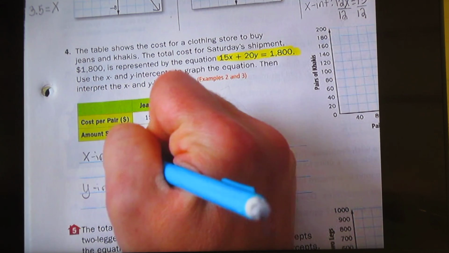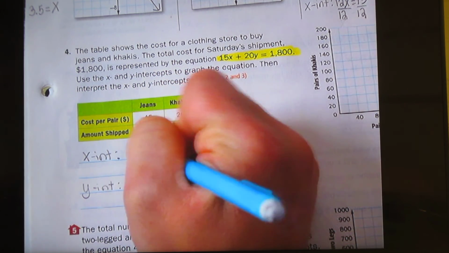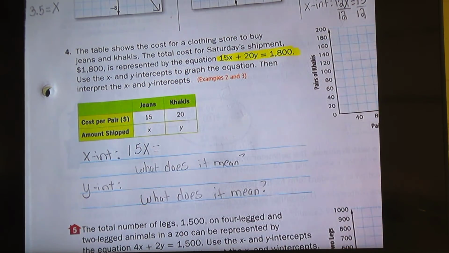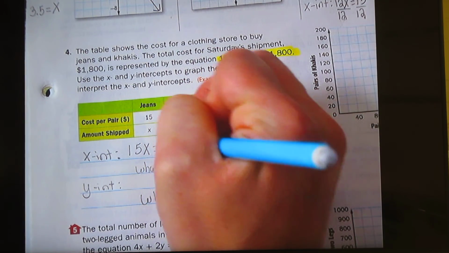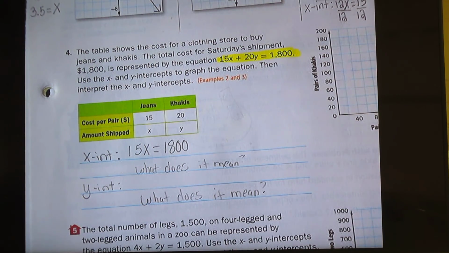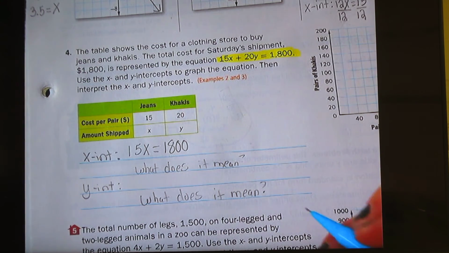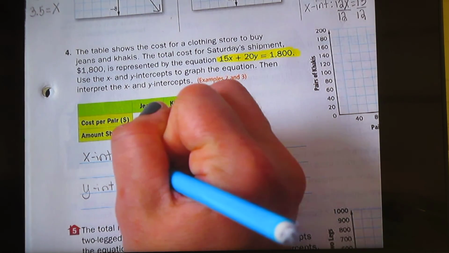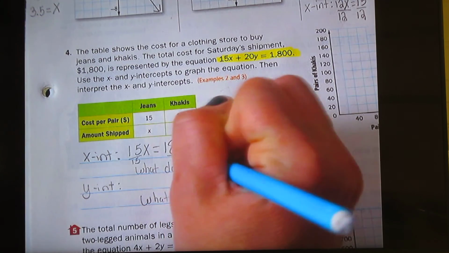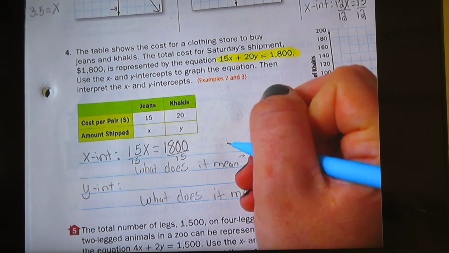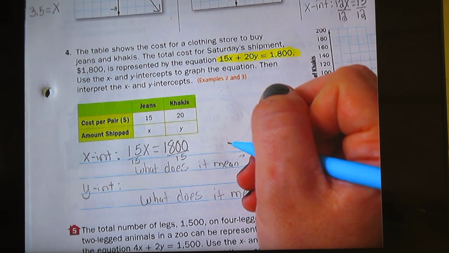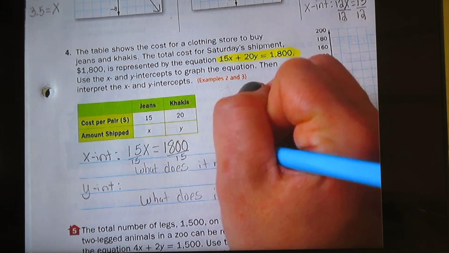So I have 15x equals 1800. So 15x equals 1800, and I'm going to divide by my 15. 1800 divided by 15 gives me 120.